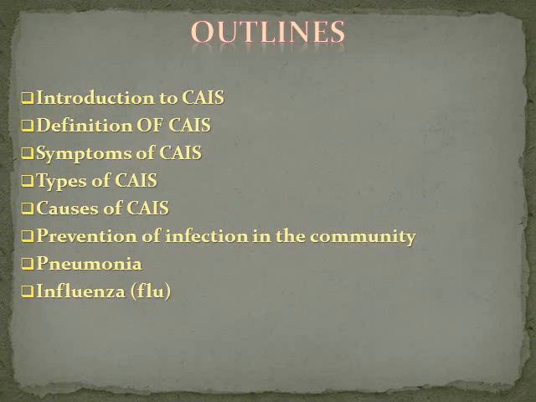عندنا اول حاجة الاوتلاين بتاعتنا، هنقول introduction to community acquired infection, definition of community acquired infections, symptoms of community acquired infections, types of community acquired infections, causes of community acquired infections, prevention of infection in the community. وهنتكلم عن two common diseases هما النيمونيا والإنفلونزا.